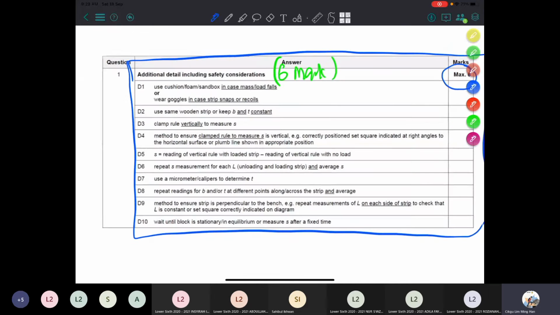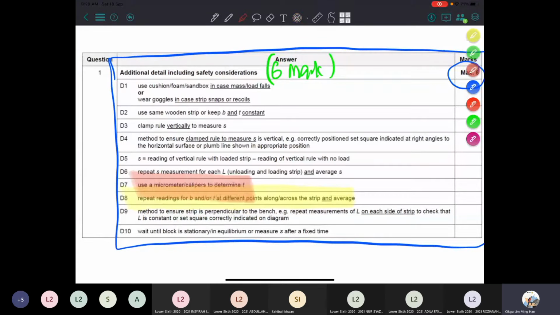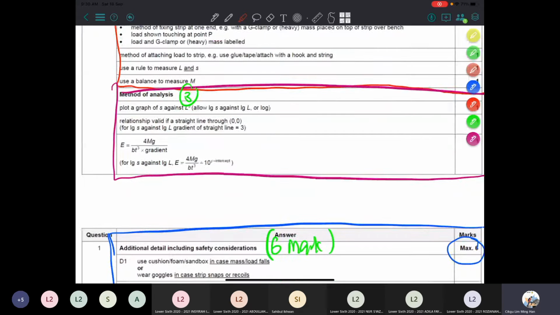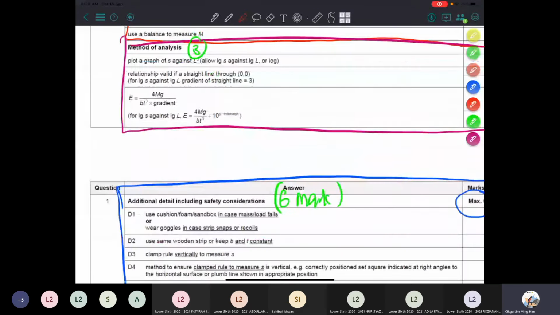Alright, so the other points that you must take, I always tell you this one. Repeat reading at different positions, different points along, and then take the average. This is the most common one. And then for this point, determine t, micrometer or caliper here. The mark scheme didn't mention b. How do you measure b? Nothing. I remember nothing. Somehow b is not very important in this paper here.